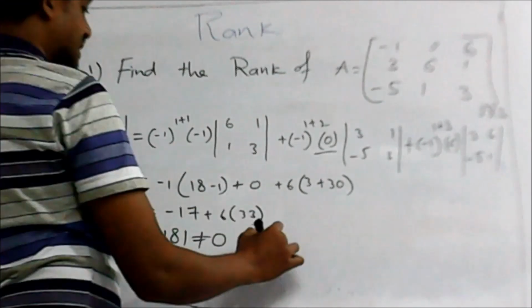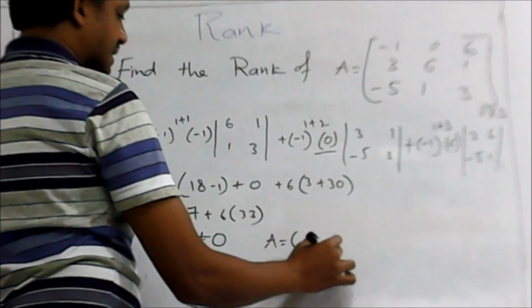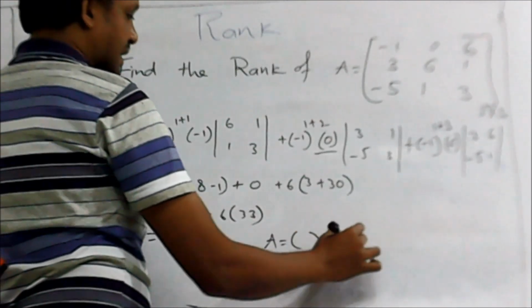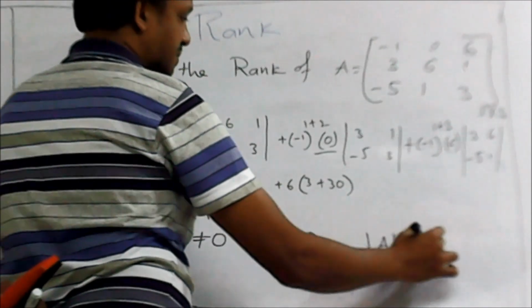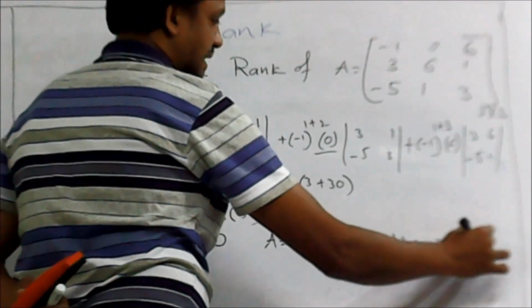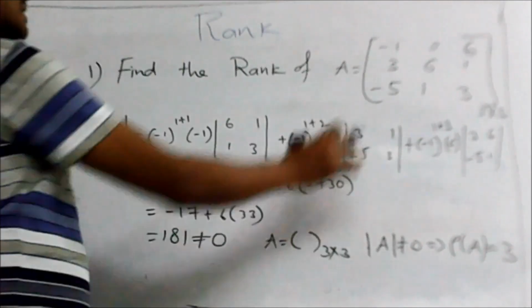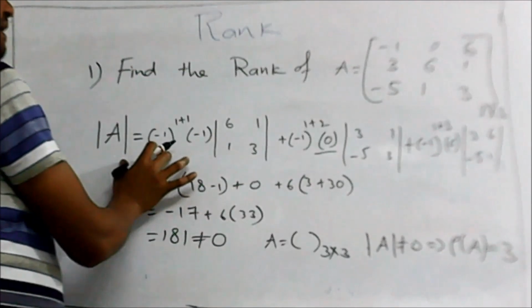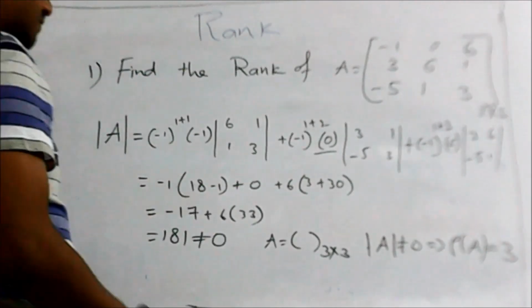So the given matrix is of size 3 cross 3, and determinant of A is not equal to 0. So this implies rank of A will become 3. Right? Clear? So if it is of 3 by 3 size, then we go for determinant of A. If it is non-zero, rank is 3. Okay? So we go for the next problem.